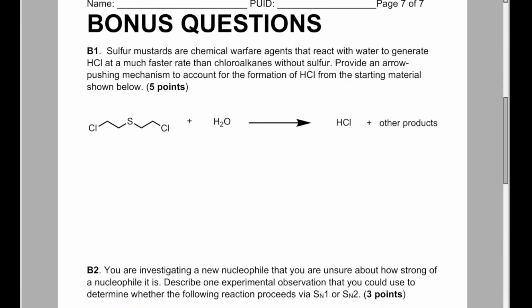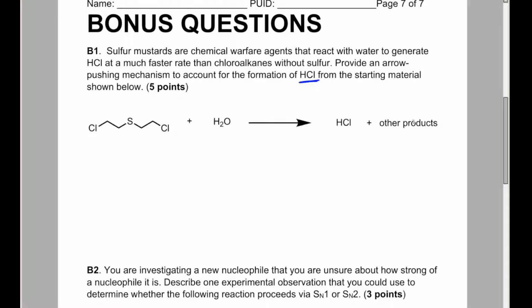Bonus question 1. Sulfur mustards are chemical warfare agents that react with water to generate HCl at a much faster rate than chloroalkanes without sulfur. Provide an arrow pushing mechanism to account for the formation of HCl or hydrochloric acid from the starting material shown below. So in this problem, we're concentrating mostly on the formation of HCl. So we're trying to create a mechanism that's going to form HCl. We don't really care specifically about these other products, but they might be useful for us to understand how the mechanism works.